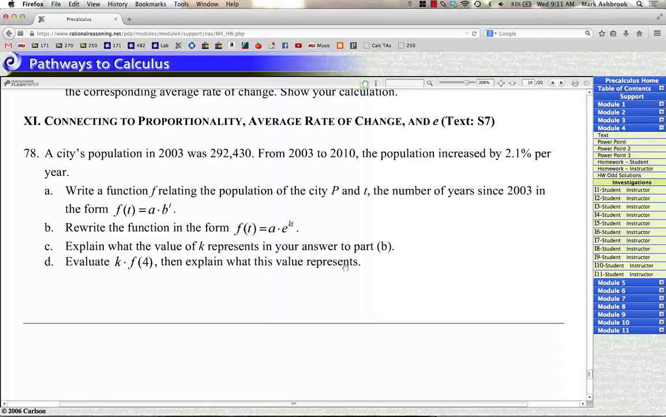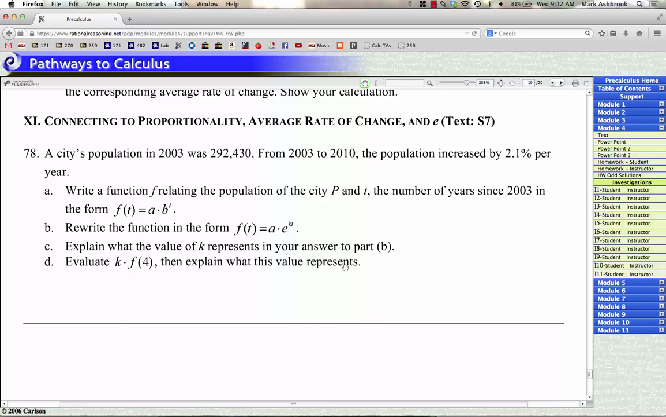Okay, you've got a city's population in 2003, and then over the next 7 years, it increased by 2.1% per year. Is 2.1% the true amount of percent increase per year? People are saying no. The population increased by 2.1% per year. It's telling you the population increased that much every year. It's not saying it's a continuous rate. It never says it's a continuous rate.